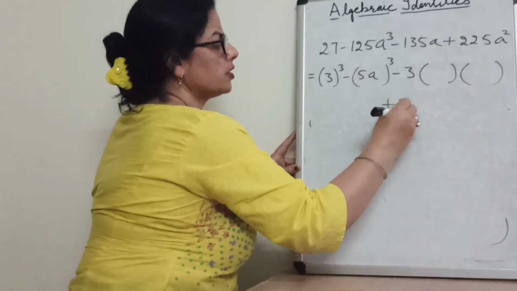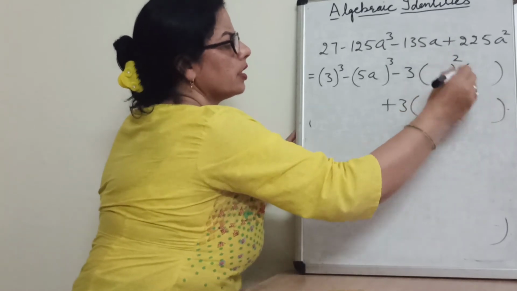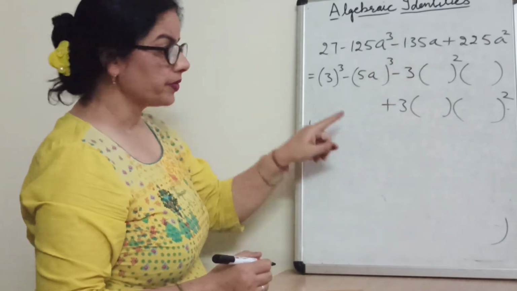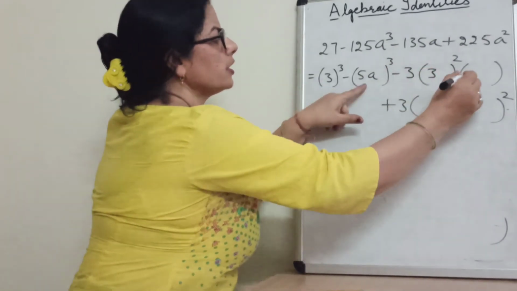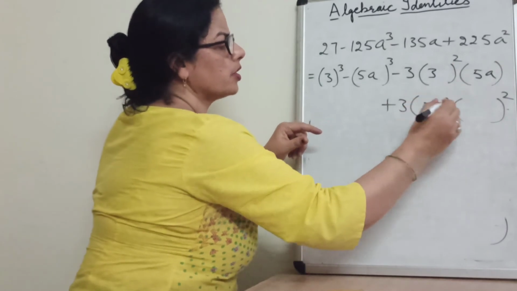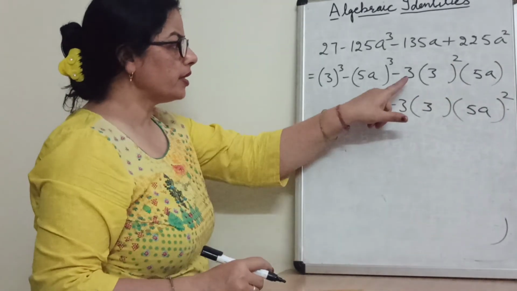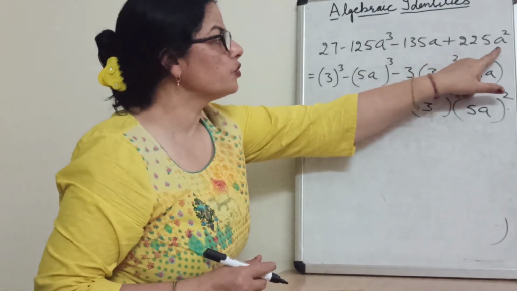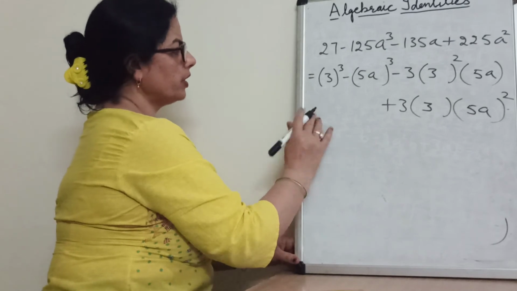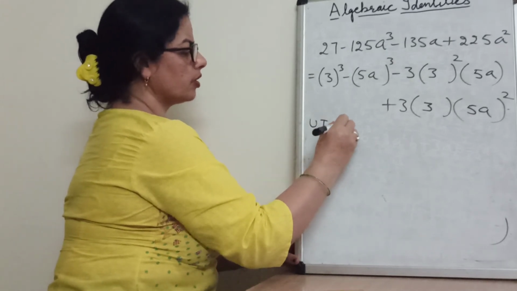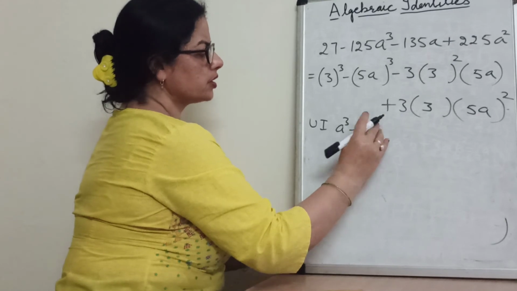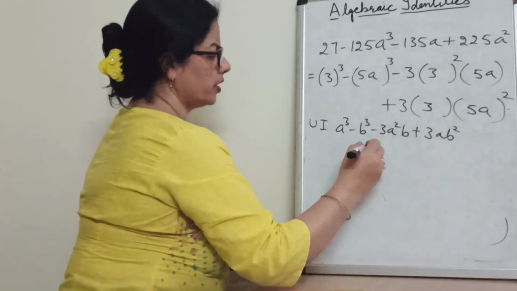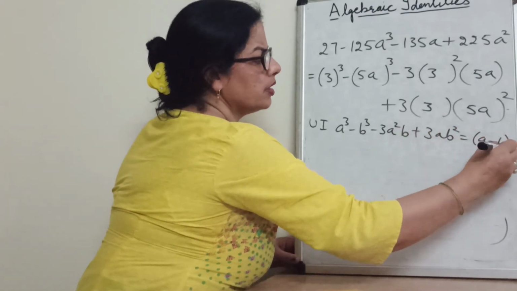3ab plus 3ab, square on a, square on b. We want to write these two terms in this form. See, what is a here? 3. What is b? 5a. What is a? 3. What is b? 5a. And now if you will solve, you will get 135a. And if you will solve this one, you will get 225a square. So we understood the form of the question: a cube minus b cube minus 3a square b plus 3ab square. And this is equal to a minus b whole cube.